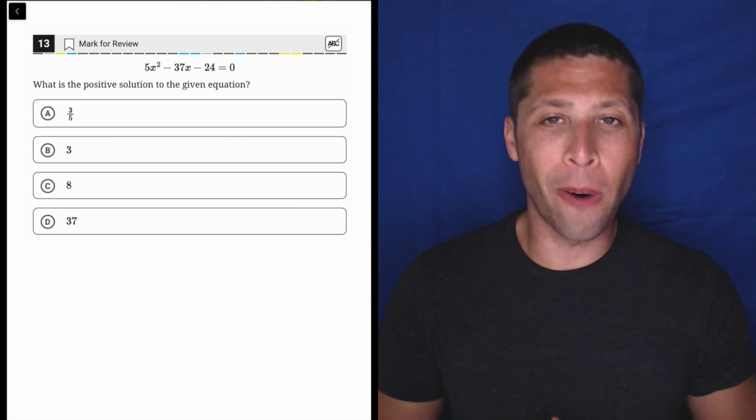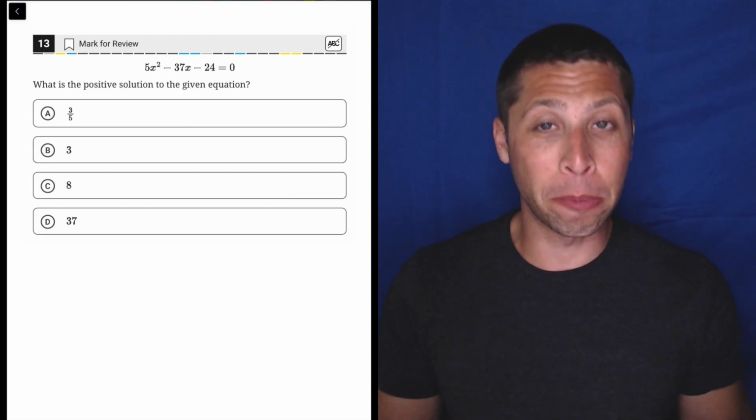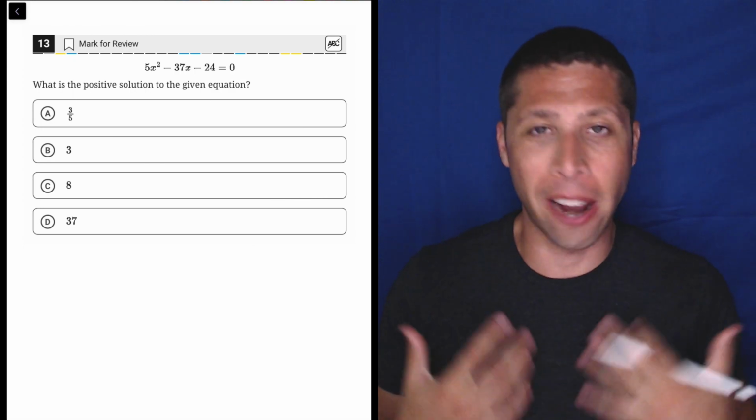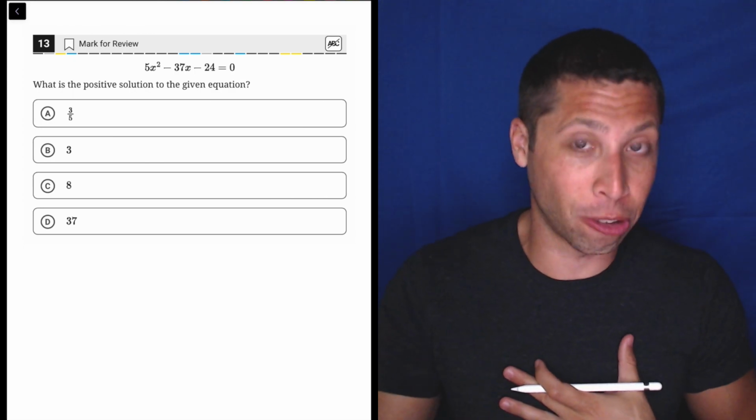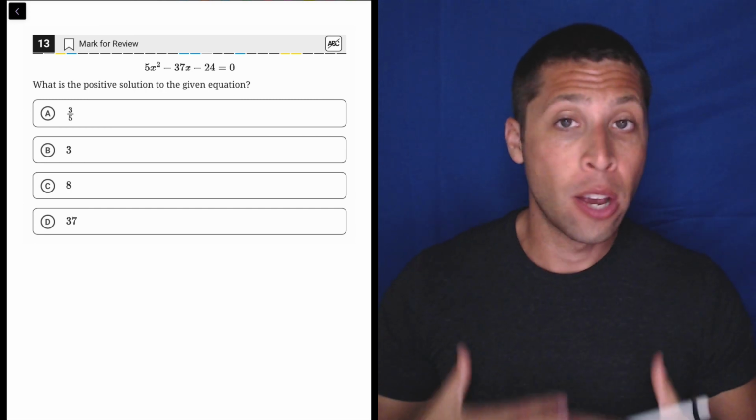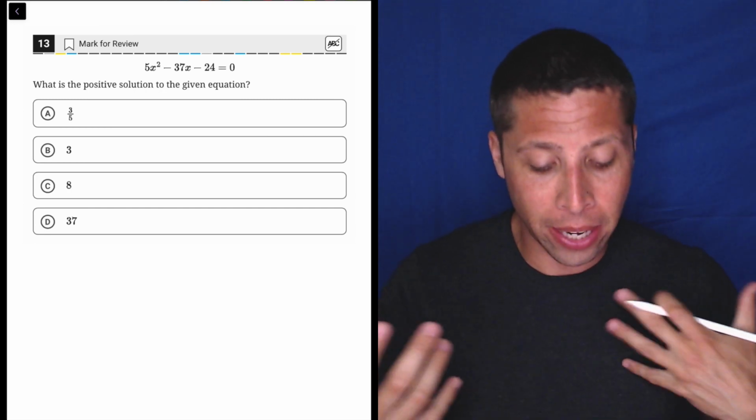This is a great example of why the new digital SAT, with a graphing calculator built in for every question, is going to be much easier for us to avoid algebra. So in this case, we've got a quadratic. We know that we're supposed to factor quadratics, but this one's going to be hard.